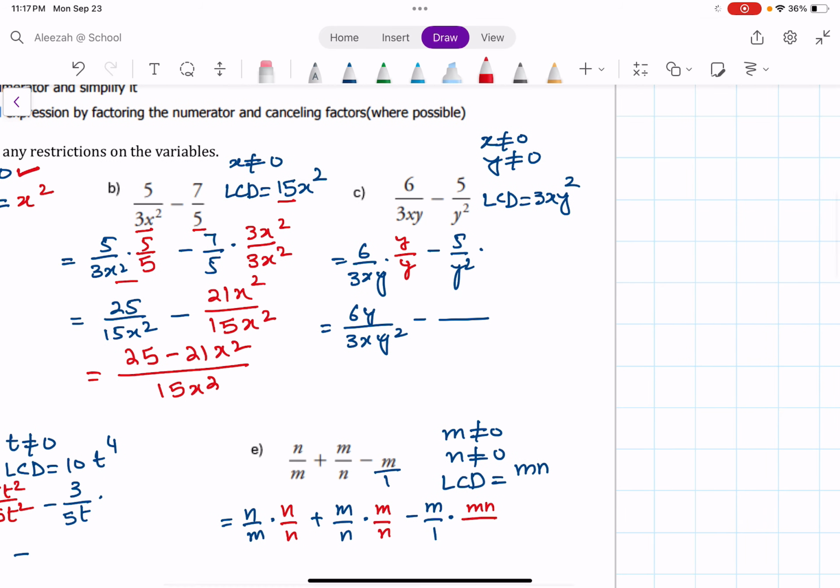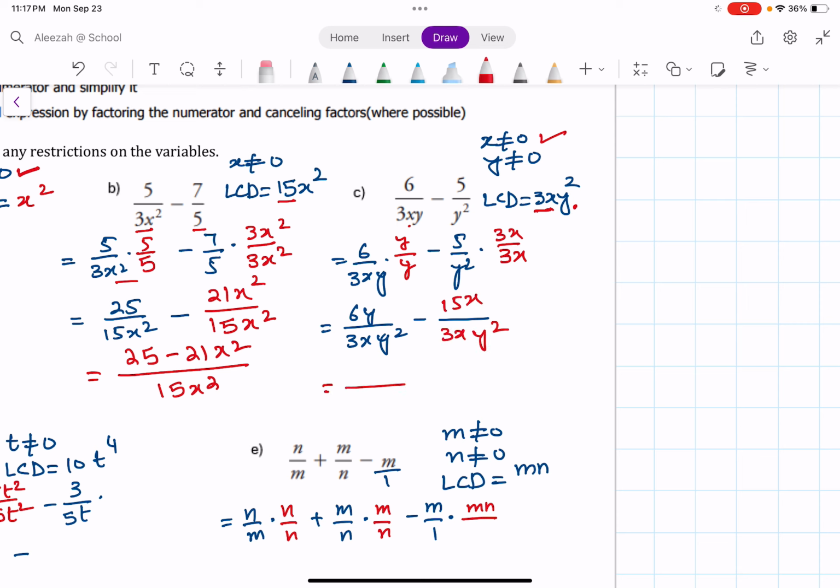Next question. I have two variables in the denominator, x and y, so these are my restrictions: x is not equal to 0, y is not equal to 0. The lowest common denominator is 3xy squared, right? In the first expression, I need to have y squared, so I multiply and divide by y. For the second one, I have y squared, but 3x is missing, so I multiply and divide by 3x. Now for the second one, I get 15x over 3xy squared.